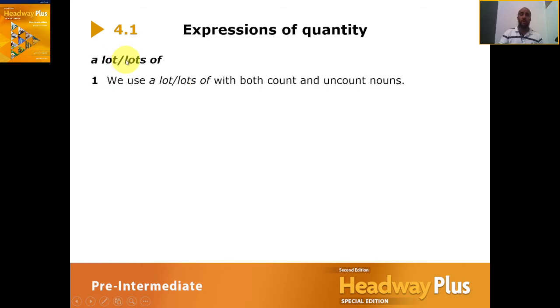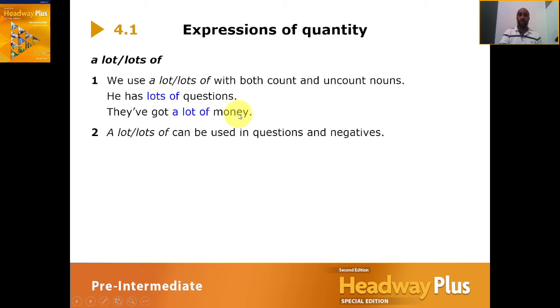So when do we use it? The good news here is that a lot of and lots of, we can use for both countable and uncountable. And if you remember the word some and the word any, same thing. Both of these, we can use for both countable and uncountable, like a lot and lots of. So let's have an example. He has lots of questions. So this is a countable noun, questions. Here we have, they've got a lot of money, and this is an uncountable noun.